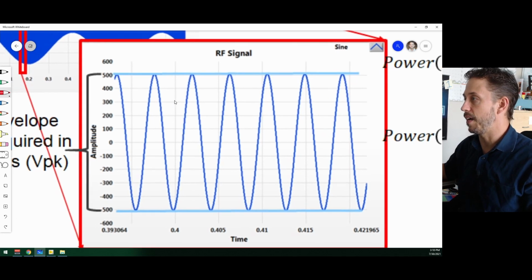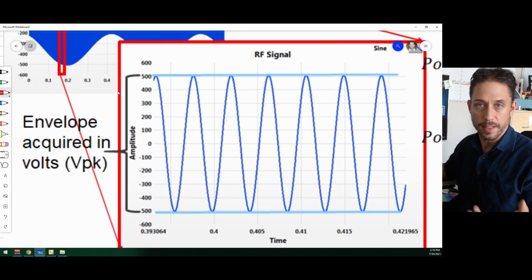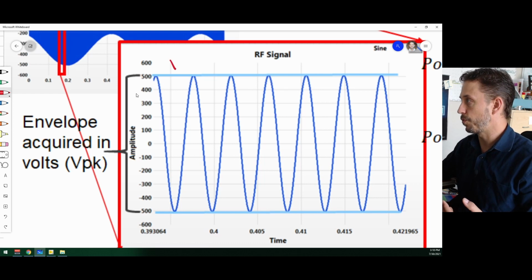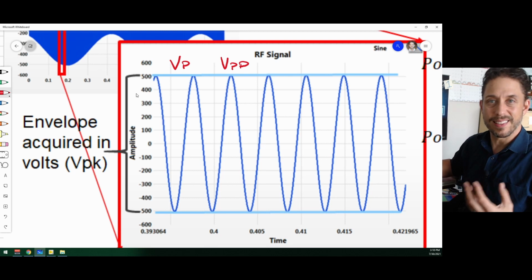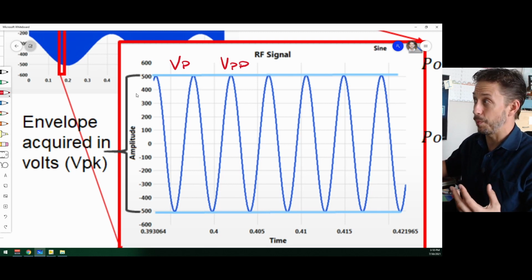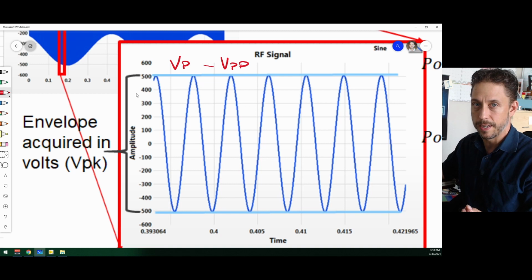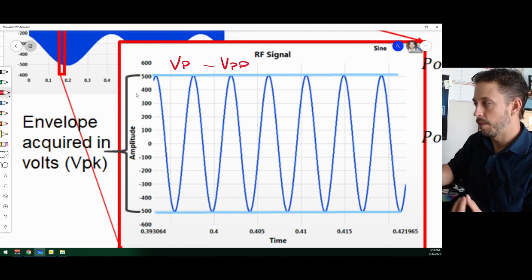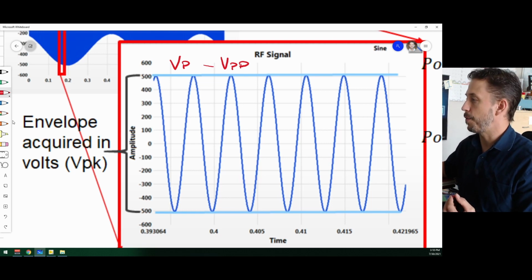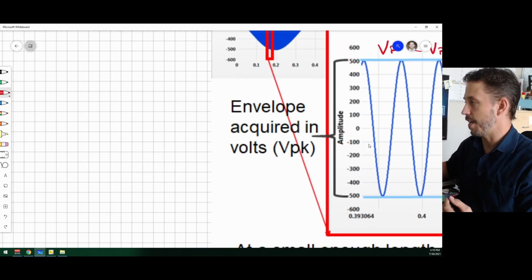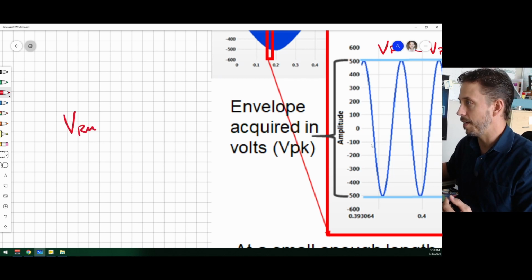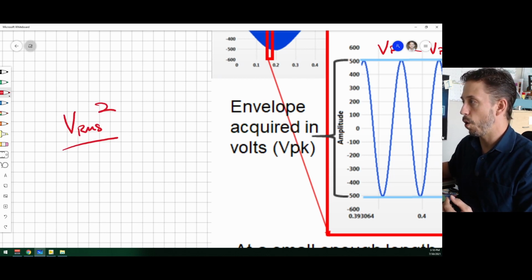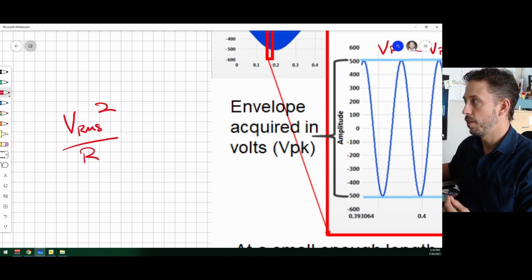And we know that one of the ways we can describe this signal is basically volts peak or volts peak to peak. Now, the reason that this is so important is because the relationship of volts peak or volts peak to peak is directly transformable back to power. And if you remember, if I'm not mistaken, it was volts RMS squared over the resistance that should give you the power in watts.